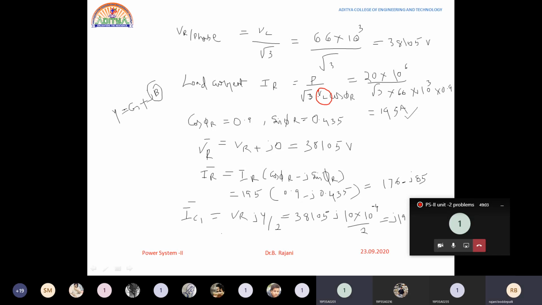Yeah, when you write that, that is the difference. I'm telling all of you, please be clear. Very good answer, good question. See here, if at all you put 3 into VL by root 3, and you do like this with root 3, then you'll be getting 36 point something else, right? Cos phi r.